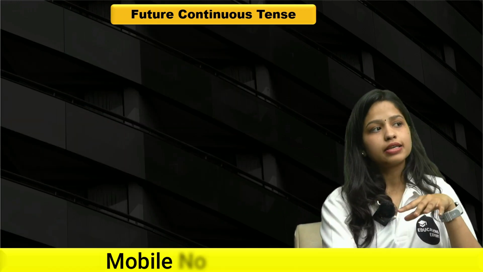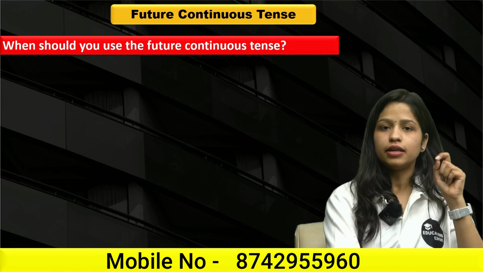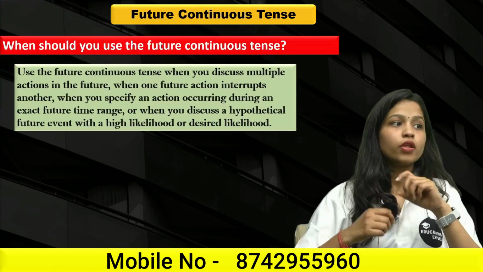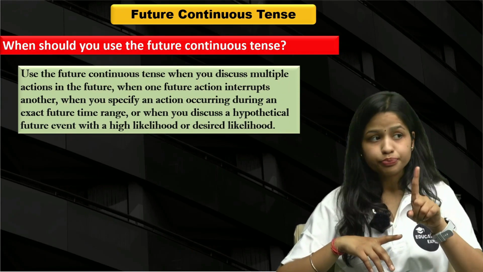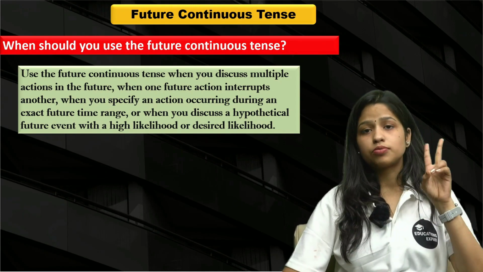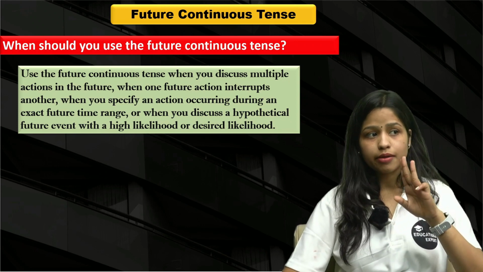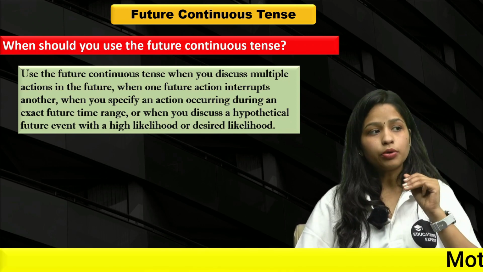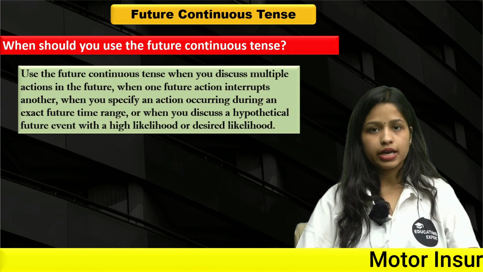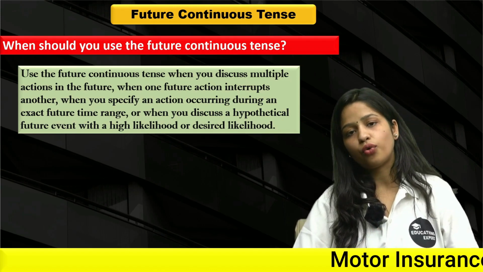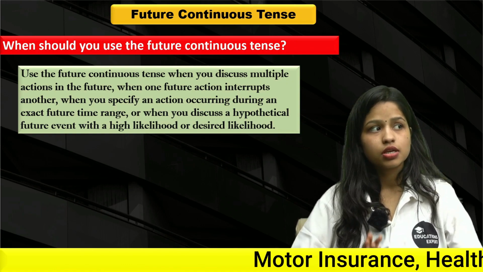Now quickly revise: when should you use the future continuous tense? I have already told you. Now let's summarize it. Use the future continuous tense when you discuss multiple actions in the future, when one future action interrupts another, when you specify an action occurring during an exact time range, or when you discuss a hypothetical event with a high likelihood or desired likelihood, right? And I have explained all four different uses with each and every example. I hope now this is clear for you.